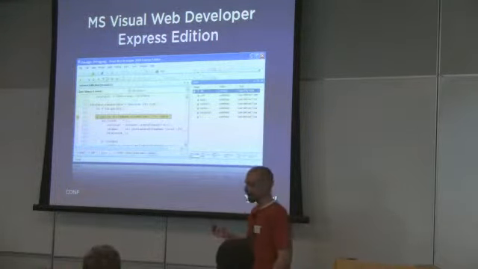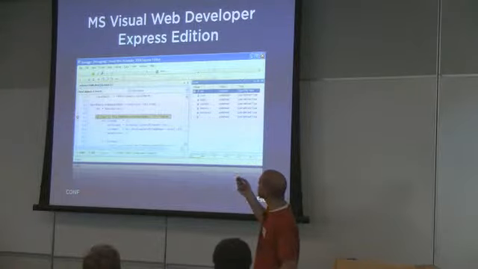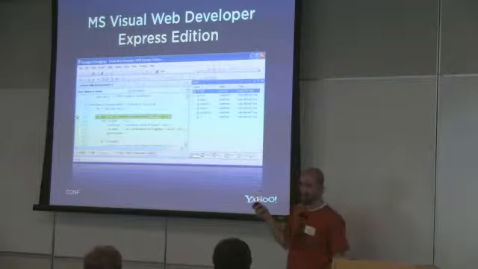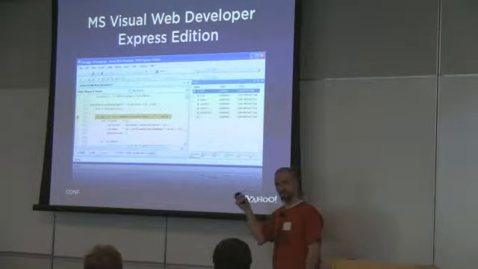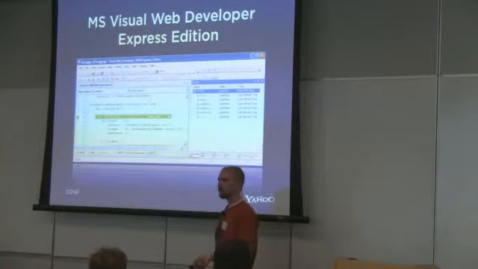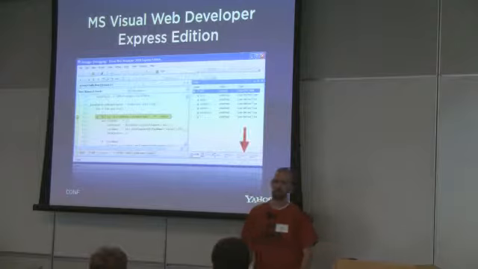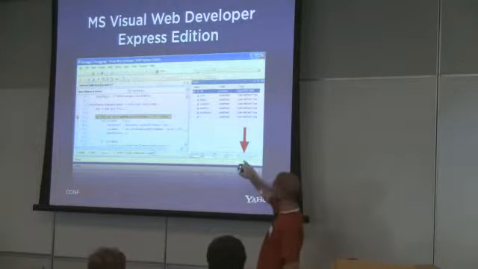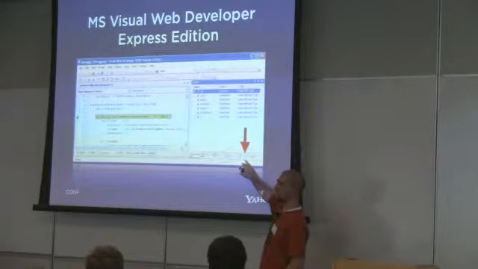So in my case, I went for the world's longest product name, which is Microsoft Visual Web Developer Express Edition. This is 2008, running out of room on the slide. And this is just the debugger portion. Well, it's the debugger and the console portion as well. In this case, what you probably can't see down here is this little tiny word, output.